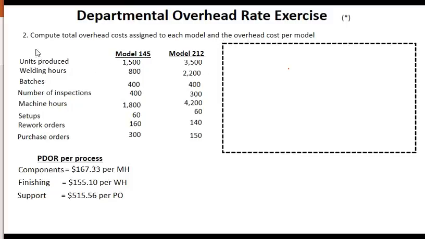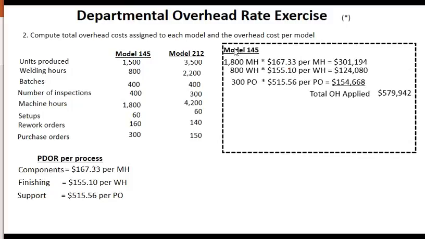And again, on the left hand side you can see the total amount of cost driver units. This is exactly the same from the previous example where we did strictly our overhead rates. And what I've done is I've repeated from the previous slide our PDOR per our process, or if you will, per our department. Okay, so now I'm going to compute the overhead costs assigned to each model.